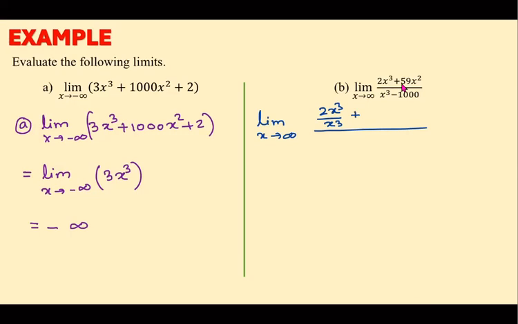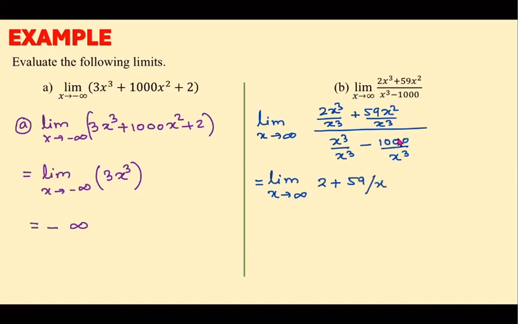Then plus 59x squared over x cubed. Same thing here, x cubed over x cubed. And then minus 1000 over x cubed. Okay. Now let's cancel those x and see what we get. The limit as x approaches infinity. So x cubed canceled. So that will be 2 plus 59 over x squared cancel.